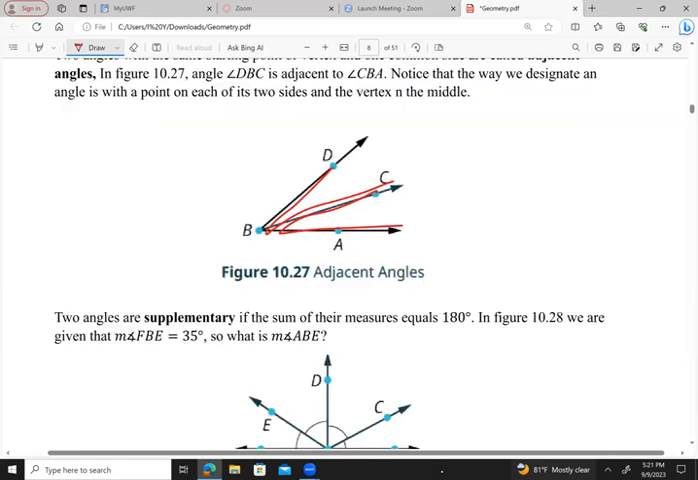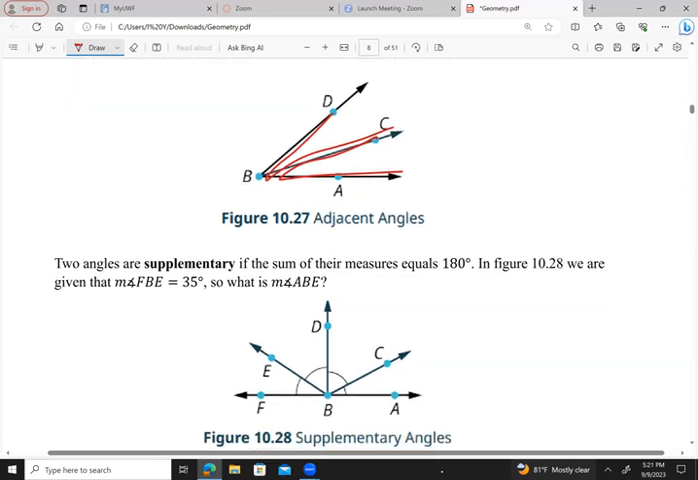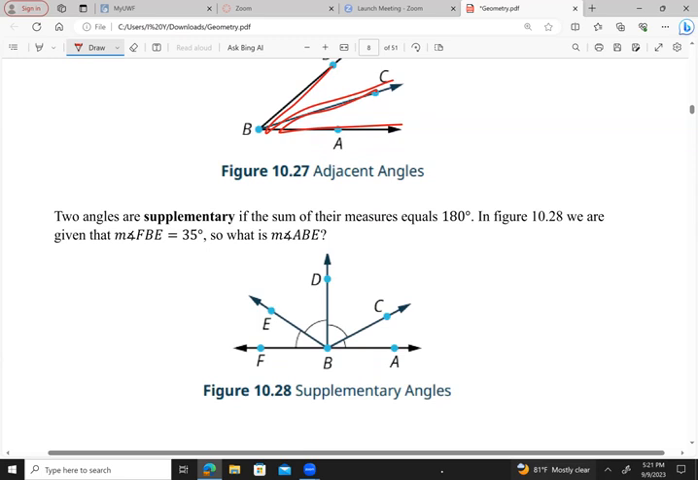Two angles are supplementary if the sum of their measures equals 180 degrees. In figure 1028, we are given that the measure of angle FBE is 35 degrees. What is the measure of angle ABE? Well, note when we add them all together, we're getting a straight line, which is 180. So this is equal to 180 minus 35, 145 degrees.